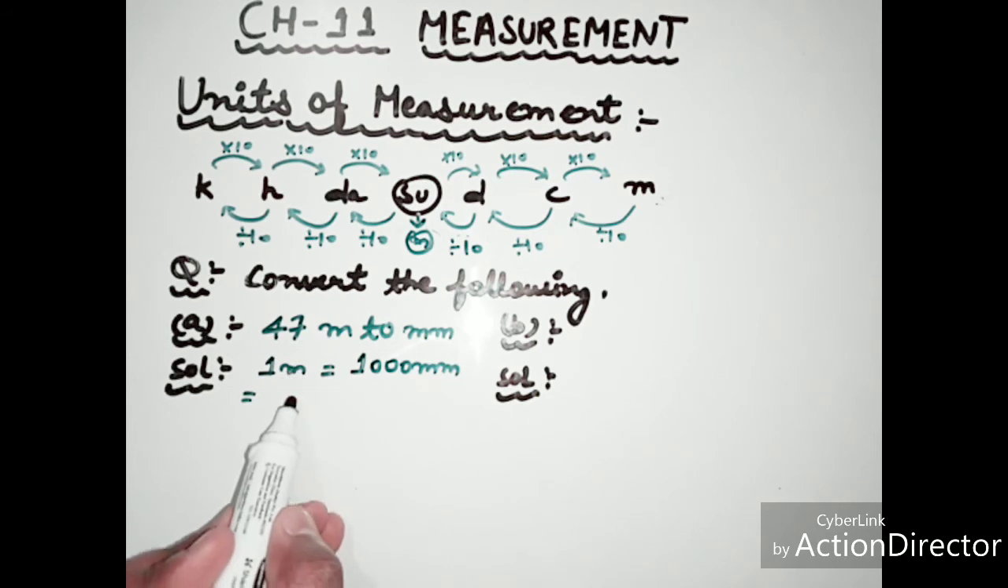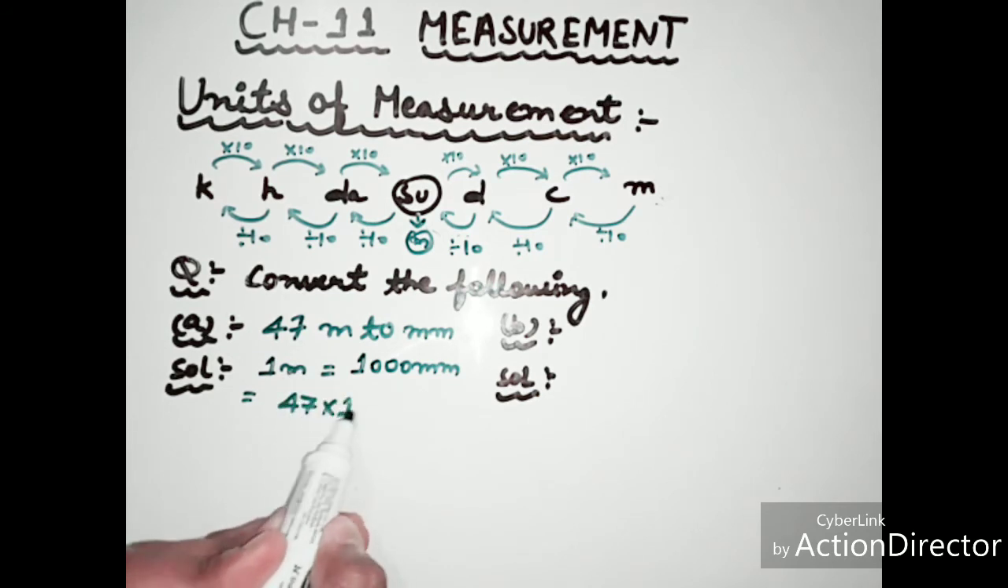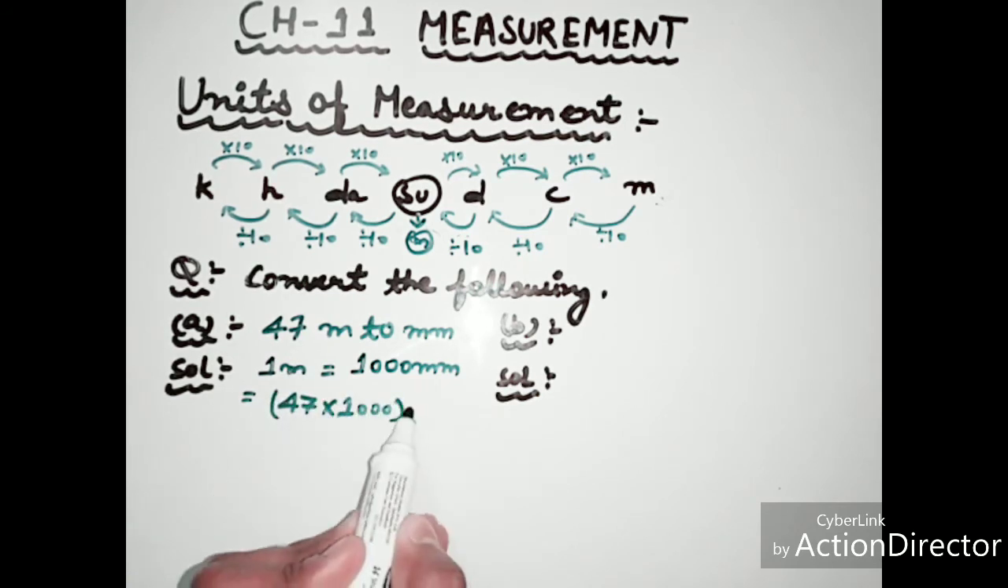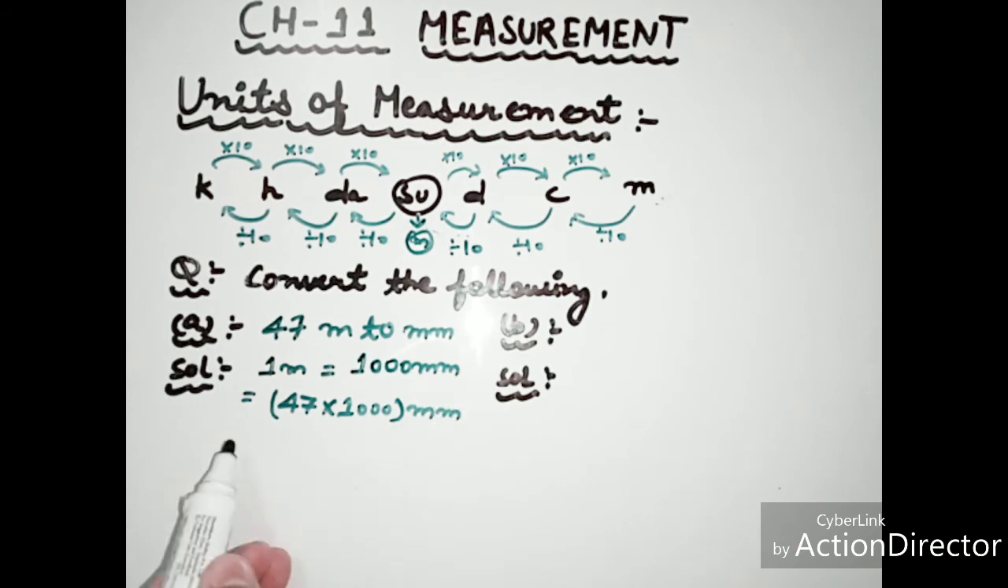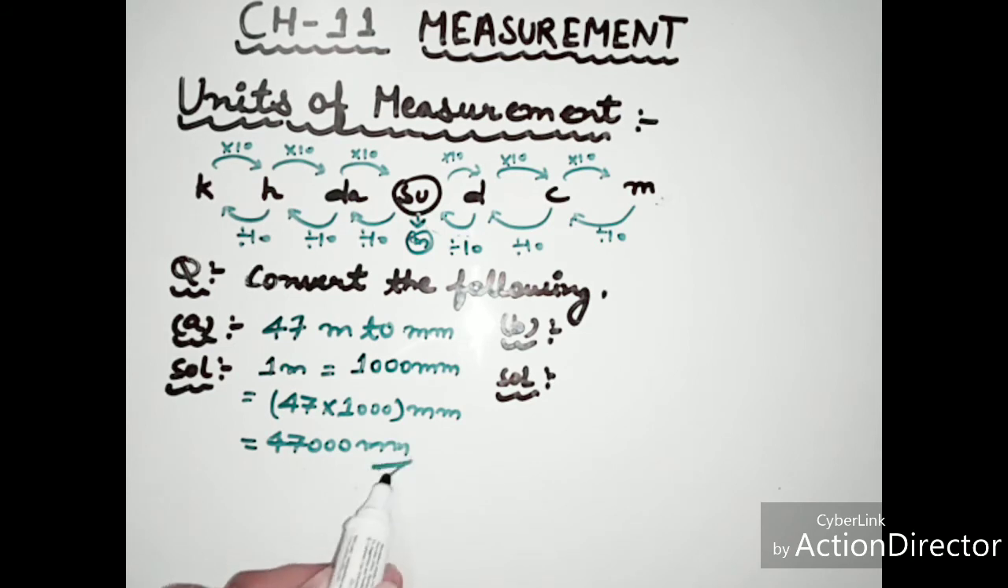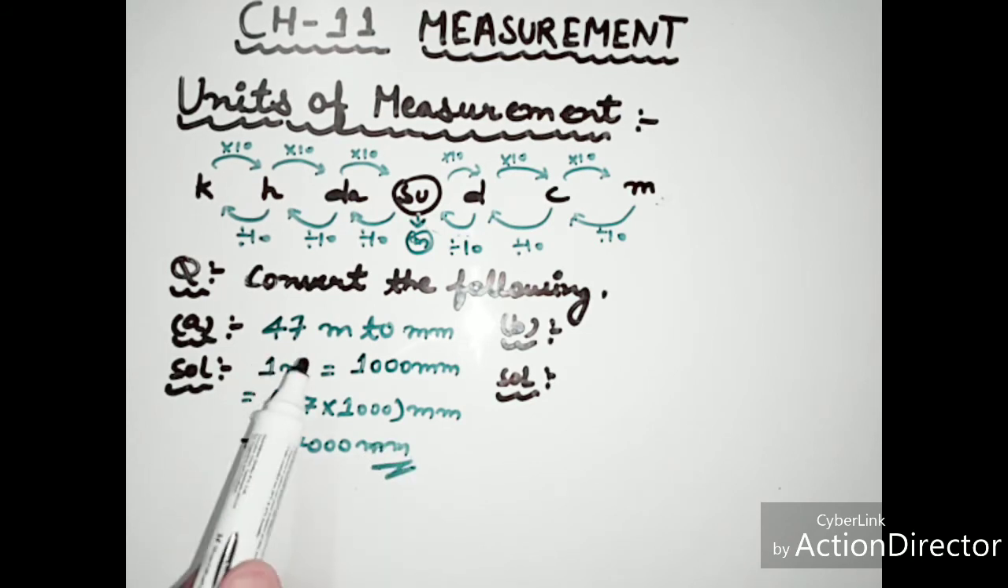So we multiply 47 by 1000 and we get 47,000 millimeters. So 47 meters equal to 47,000 millimeters.